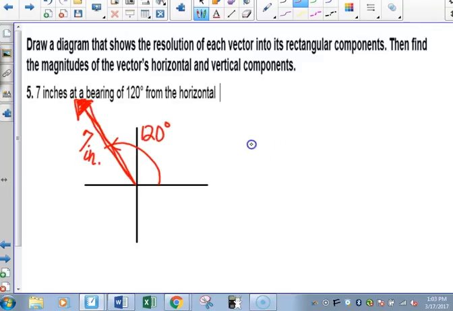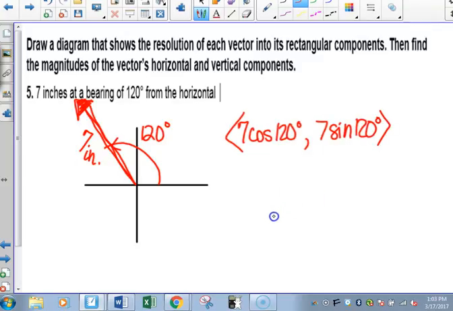How are we going to write the components for that one? The angle's already off the x, yes? Anybody got the first one? Negative 3.5, yes? And the second part?